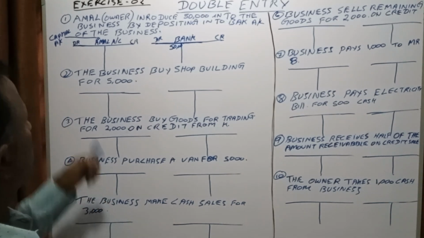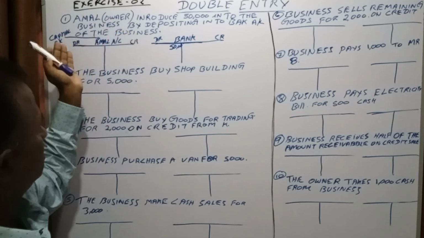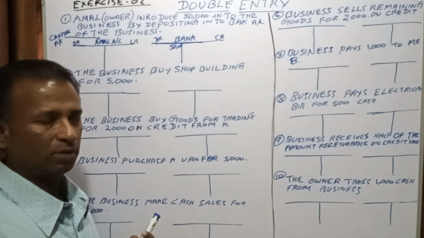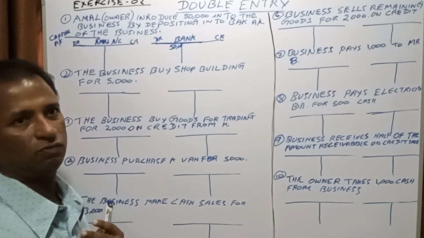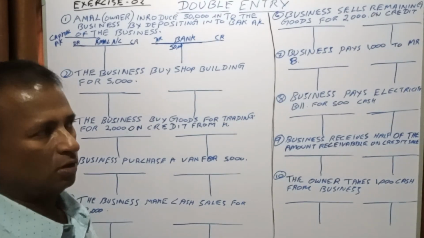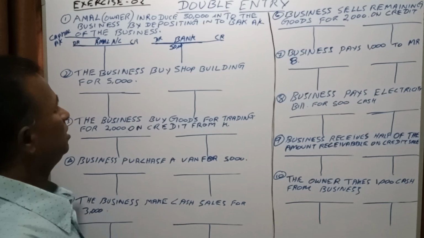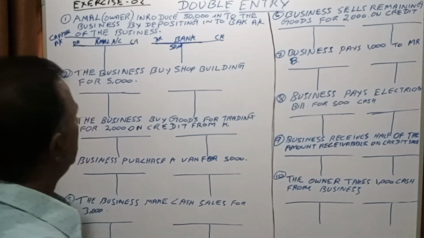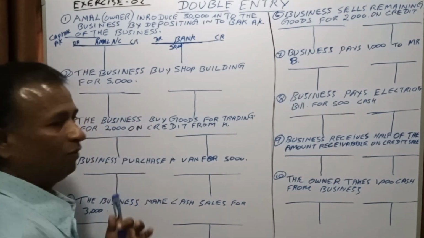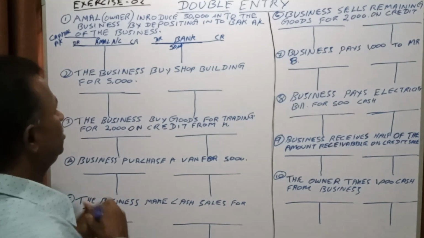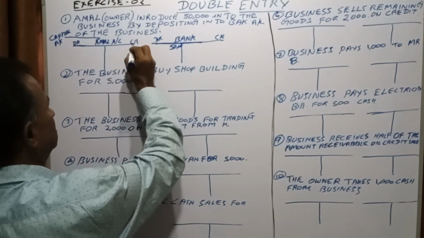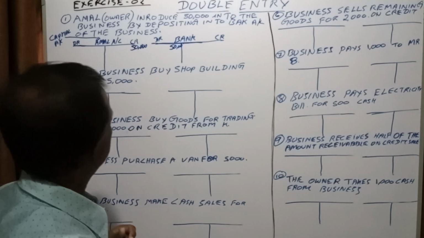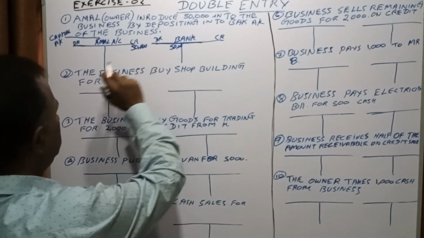Okay, so Amal is the owner. He's giving the money, so he becomes a creditor. Amal is a liability for the business. From the view of the business, Amal is the creditor, or we are liable to him, we have to pay him. So liabilities are increasing. When the liabilities are increasing, it has to be credited. So 50,000 you have credited.